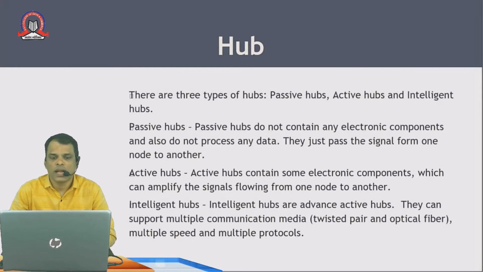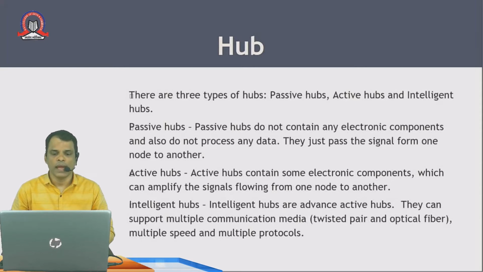There are three different types of hubs. One is the passive hub, the second is the active hub, and the third is the intelligent hub. Now what is a passive hub? A passive hub does not contain any electronic component and also does not process any data. They just pass the signal from one node to another. As it receives the signal, it just passes it to another computer.